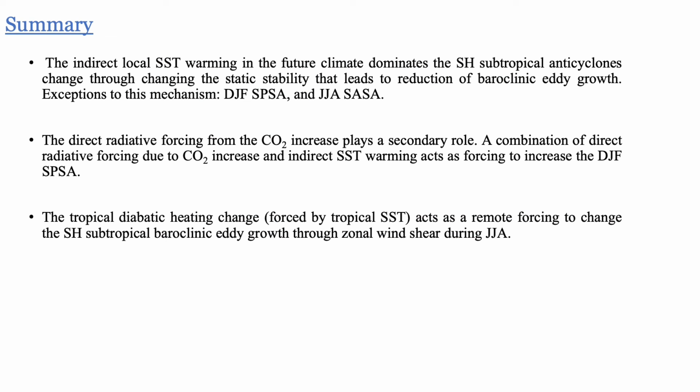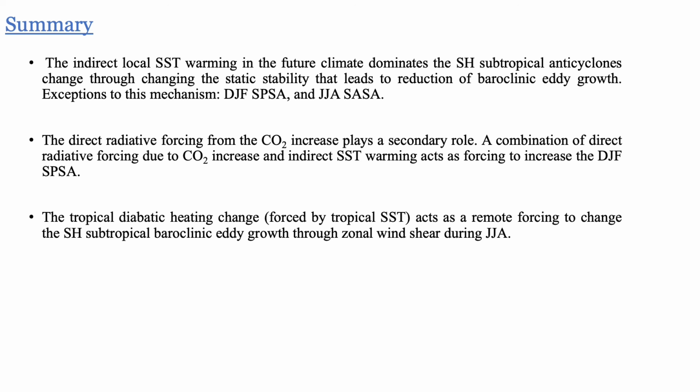In summary, the indirect local sea surface temperature warming in future climate dominates the southern hemisphere subtropical anticyclones change through changing the static stability that leads to reduction of baroclinic eddy growth. Exceptions to this mechanism are the DJF South Pacific subtropical anticyclone and the June, July, August South Atlantic subtropical anticyclone. The direct radiative forcing from CO2 increase plays a secondary role. A combination of direct radiative forcing due to CO2 increase and indirect sea surface temperature warming acts as a forcing to increase the DJF South Pacific subtropical anticyclone.